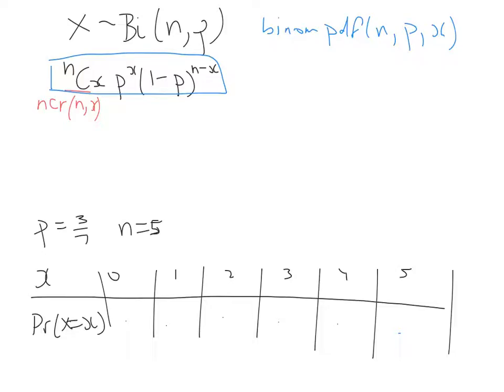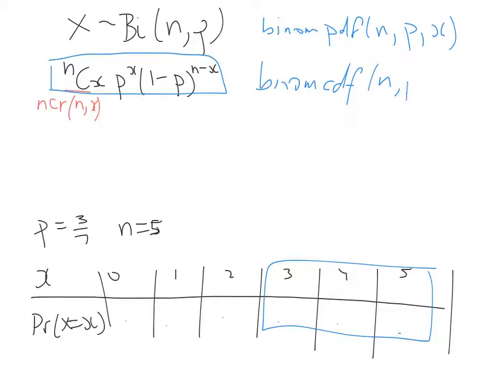If we're told to work out a range of numbers, say the probability of that happening, we'd put in binomCDF for cumulative distribution function, and we'd put in n, we'd put in p, we'd put in x min, so the lowest range of values, and then x max, the highest range of values. So that's how we go about using binomial distribution.